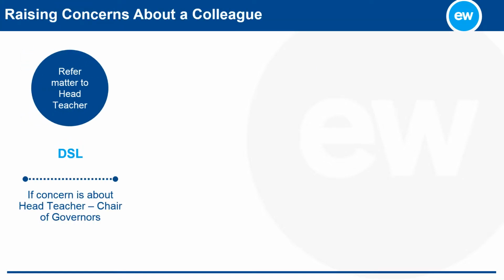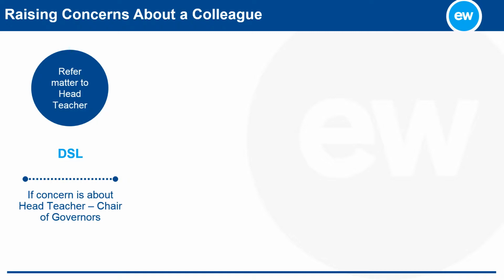So what to do if somebody has a concern about a colleague and it's a safeguarding concern? Well, first of all, refer the matter to the head teacher, principal, chair of governors or proprietor as appropriate for your organisation. Keeping Children Safe in Education states that any concerns about a member of staff should be referred to the head teacher or principal. If the concern is actually about the head teacher or principal, then they should refer to the chair of governors or chair of the management committee as appropriate.